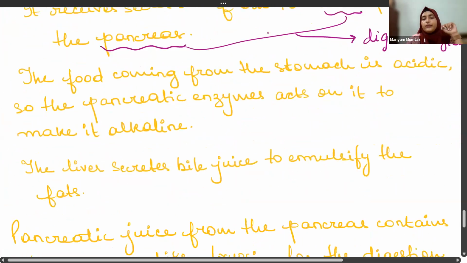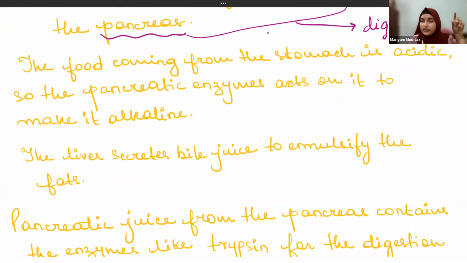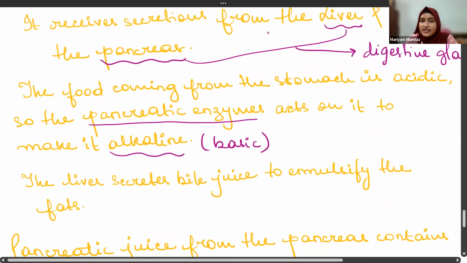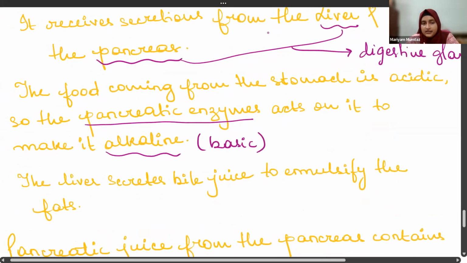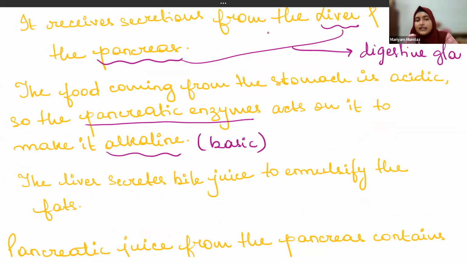Okay. Now see, the food which was present in the stomach is now being transferred to the small intestine. That food is acidic in nature, right? Because hydrochloric acid acted on it. So what happens as the food reaches the small intestine, the pancreatic enzymes act on the food to make it alkaline, meaning basic. From acidic to basic. Is it clear? So the food coming from the stomach was acidic, and the pancreatic enzyme acts on it and makes it alkaline in nature.